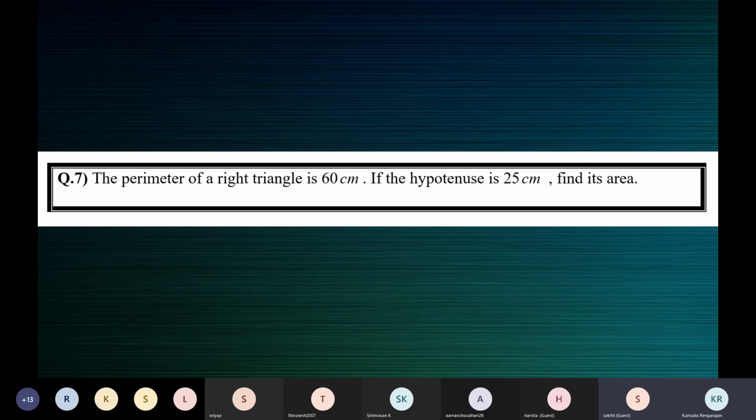Otherwise, when you write that, you will only have an expression. Where is the equation? Half into x into 35 minus x is equal to what? You don't have an equation. We can't simply put equal to 0. That means area is 0. Yes, okay, ma'am.